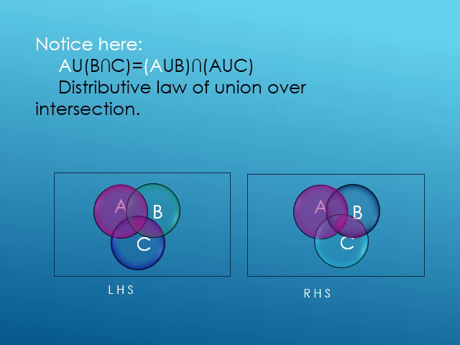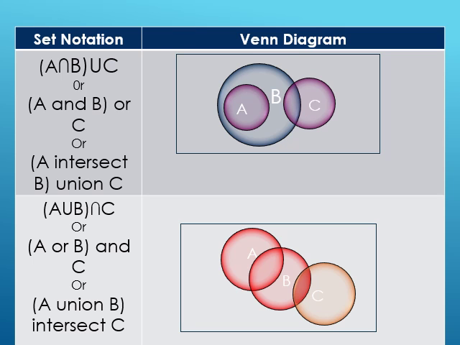notice here students, in previous two slides, A union B intersection C, the result of this is equal to the result of A union B intersection A union C. And you know that this is distributive law of union over intersection. You can observe here.